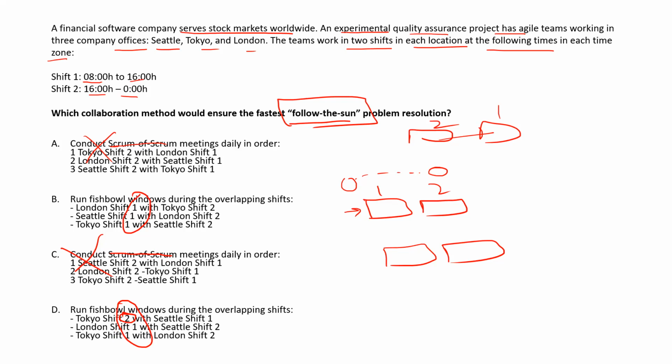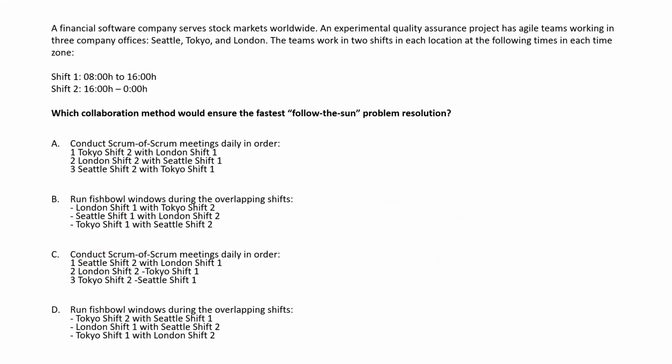So Tokyo is shift one, then Seattle is shift one, and London is shift one. How are they doing? If you look in B, all are overlapping with 1 to 2. But if you look at D, one is overlapping with 2 to 1. How is it possible? So there is no rocket science inside. Don't try to think too much. It's just series 1 to 2, nothing else.